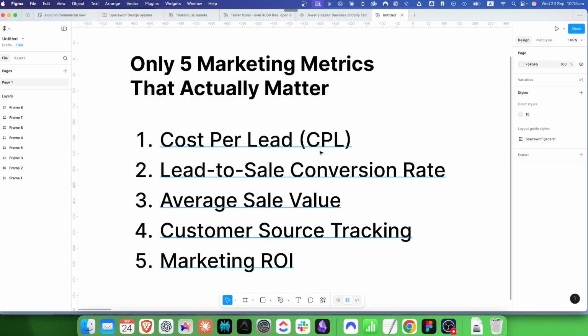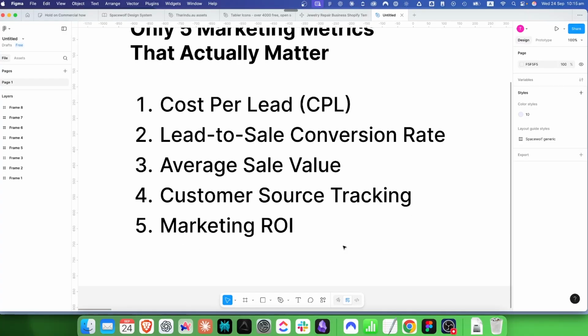Cost per lead: how much your lead is costing. Lead to sale conversion rate: how many leads you are getting and how many you're converting, right? If this is low, you have a sales problem. Average sale value: this is just a number that you can calculate and you can always increase. Customer source tracking: you need proper tracking to understand which channel is generating you the most revenue long term. And finally, the marketing ROI, right?